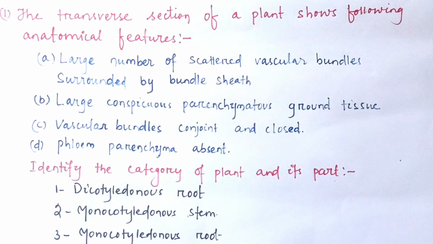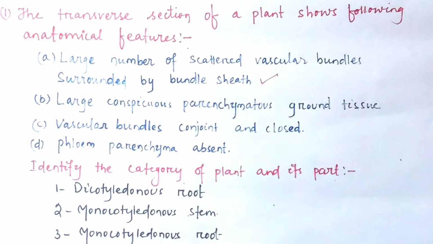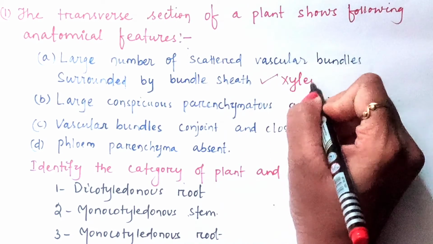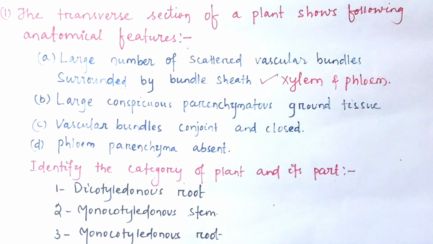The question number 1. The transverse section of a plant shows following anatomical features. The features are large number of scattered vascular bundles surrounded by bundle sheath. Vascular bundles means xylem and phloem. The second is large conspicuous parenchymatous ground tissue. Then vascular bundles conjoined and closed, phloem parenchyma absent.